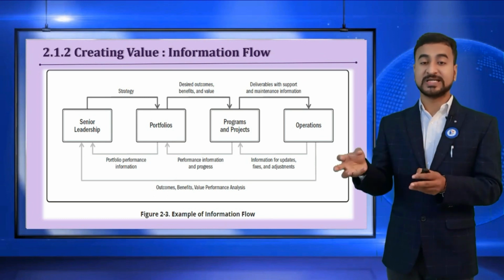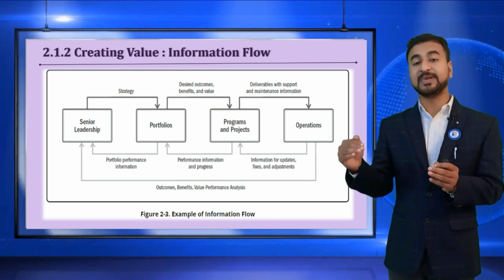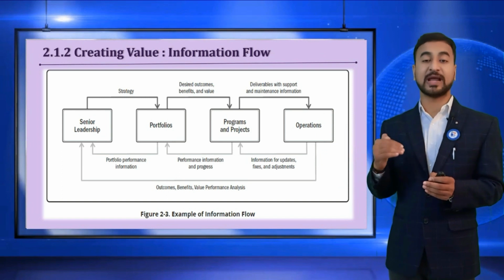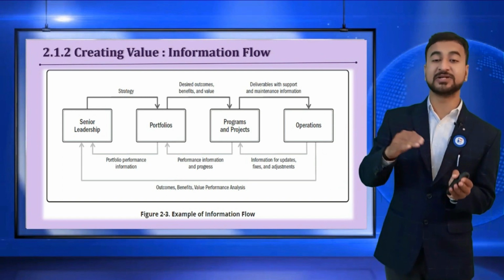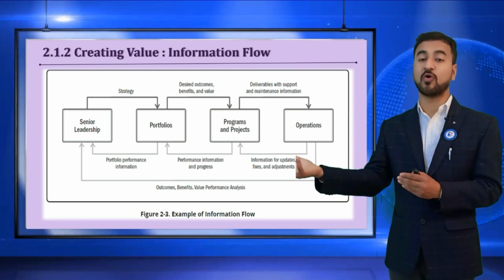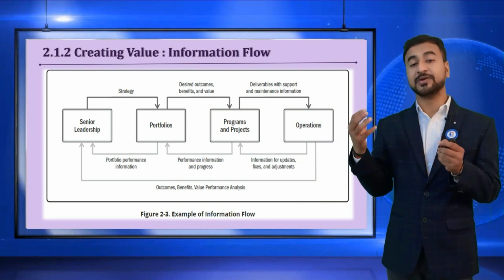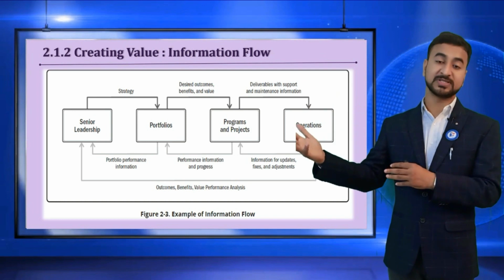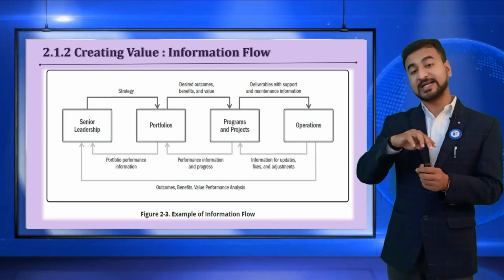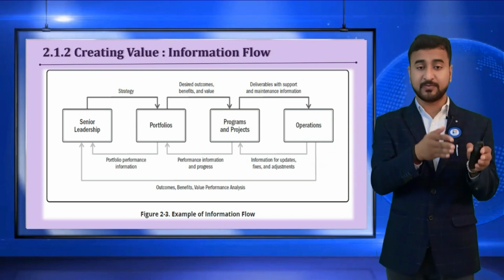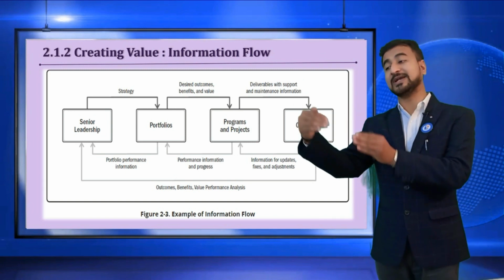The program and projects are focused on timely delivery within the scope and time constraints, with quality, so that they transform that new change initiative into business as usual, that is your operations. They transform the new product, service or initiative into operations, and then that becomes the system, your organization's capabilities. So that is the information flow from the portfolio to the program to the project and to the operations.